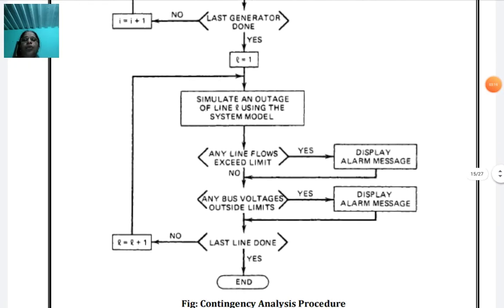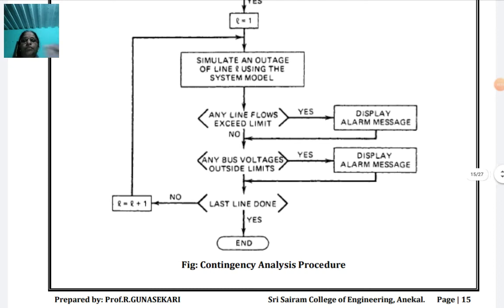In the line outage diagram, that is the lower part, L is equal to 1, that is, line equal to 1. Now you simulate the outage of line 1 using the simulation model. Now we have to check whether the line flows exceed limit or not. If the line flows exceed limit, yes, display an alarm message. If no, come to the next step, where we check whether the bus voltage is outside limit.